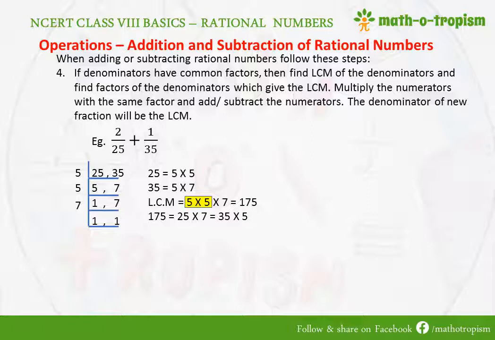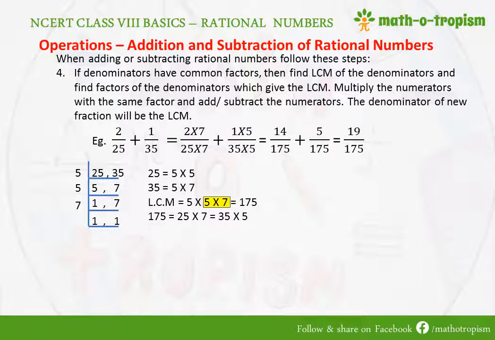Similarly, when we take the denominator 35, the factors of 35 are 5 into 7 and the extra factor which is there in the LCM is 5. Hence, we are going to multiply 1 by 35 both in the numerator and denominator with 5.